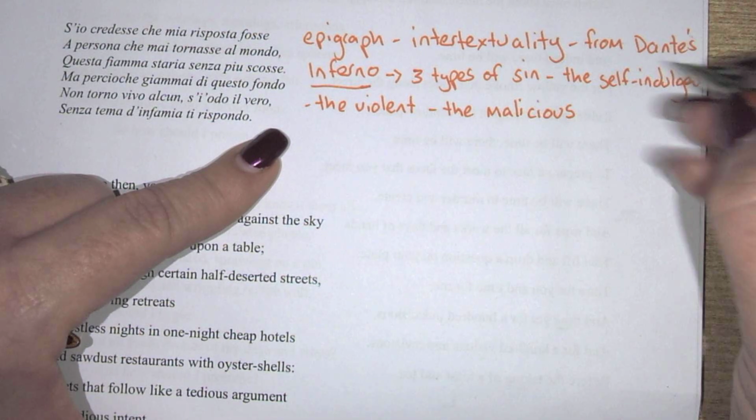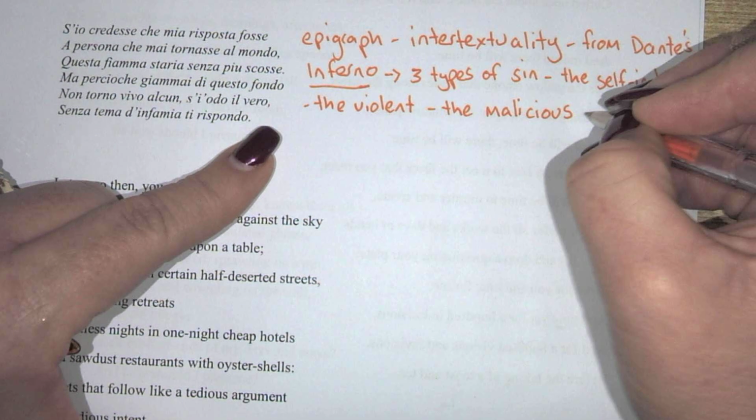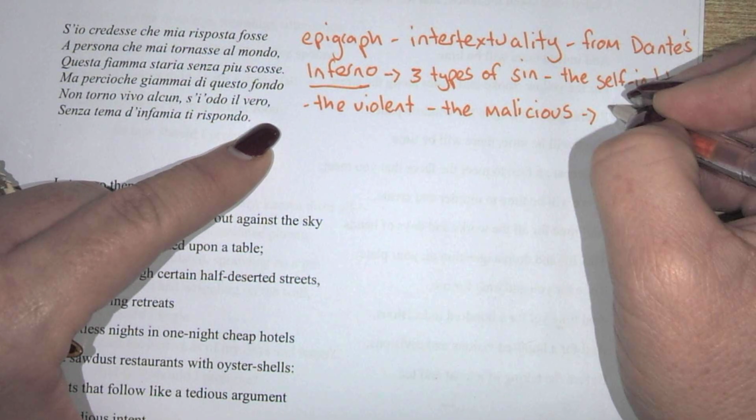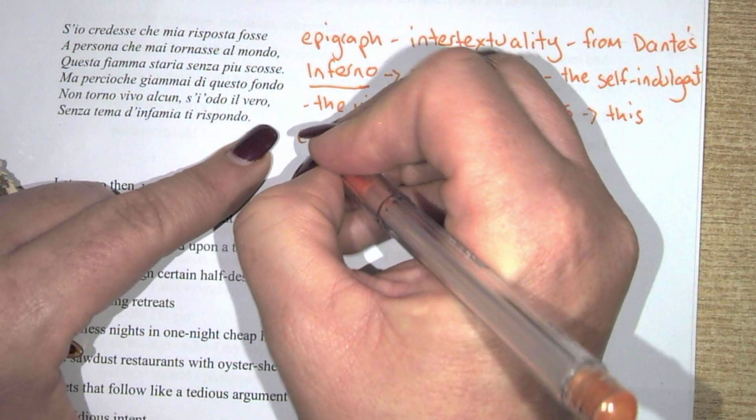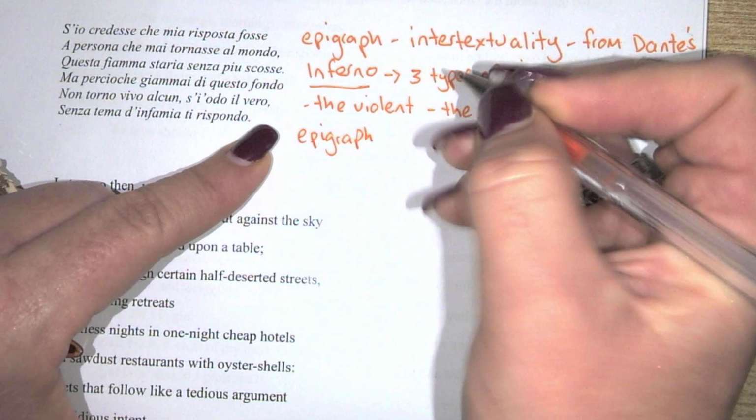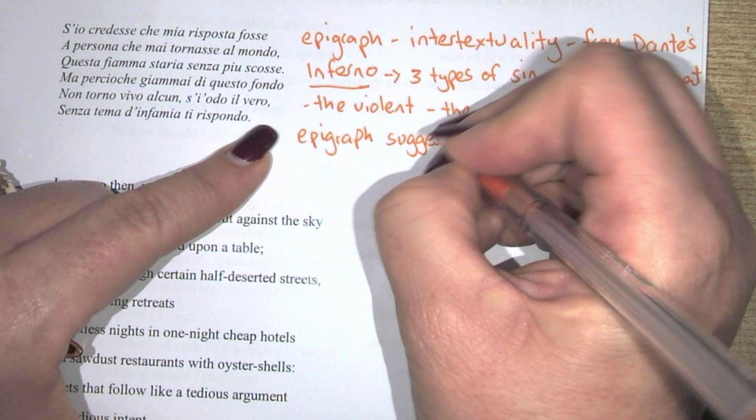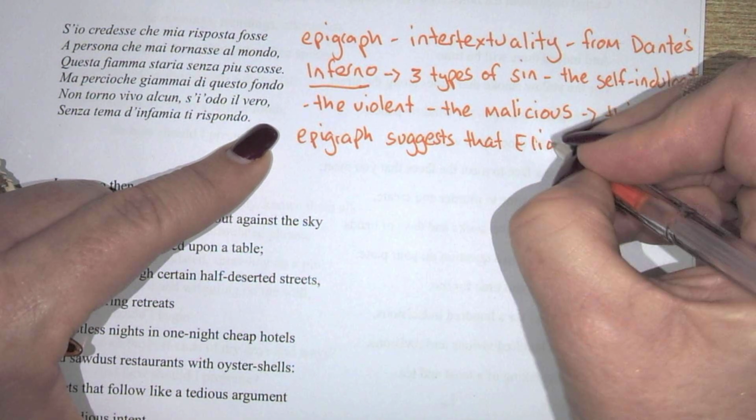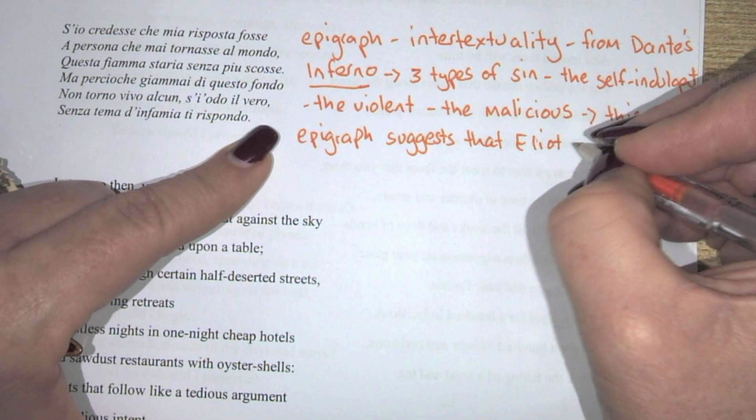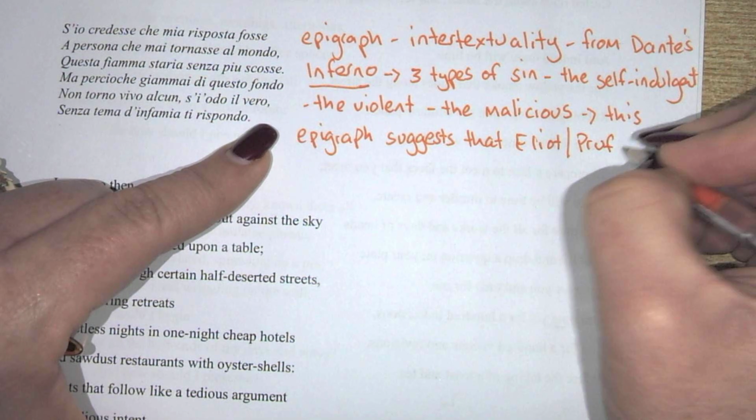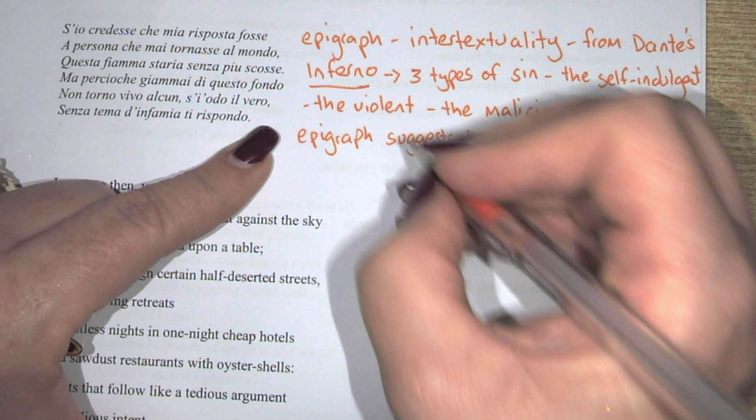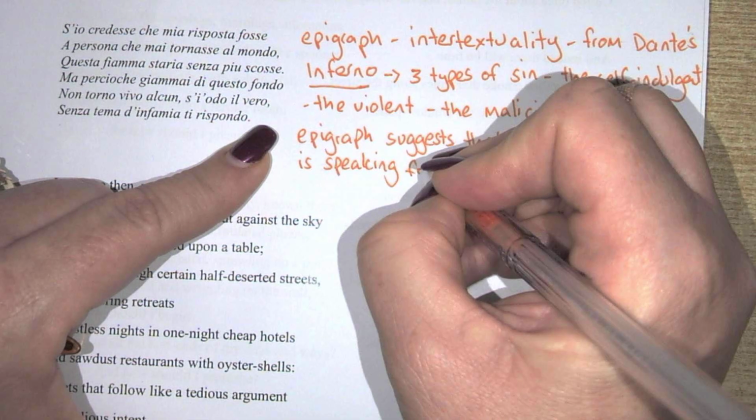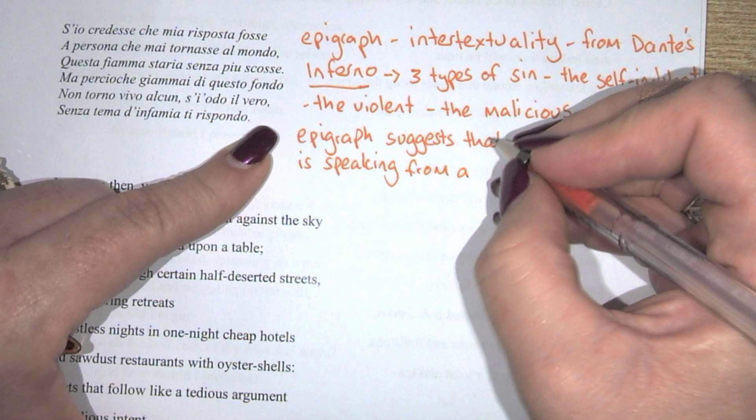The next bit I want you to write is that this epigraph suggests that Eliot / Prufrock is speaking from a private hell.